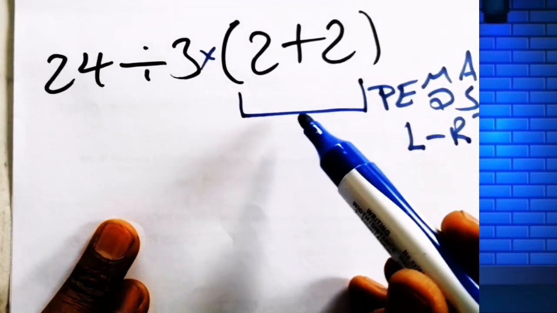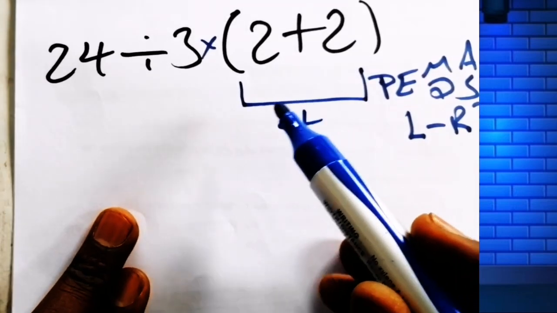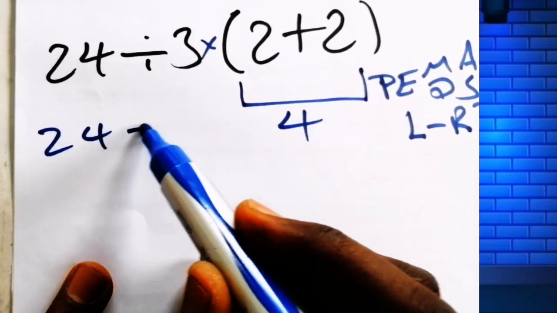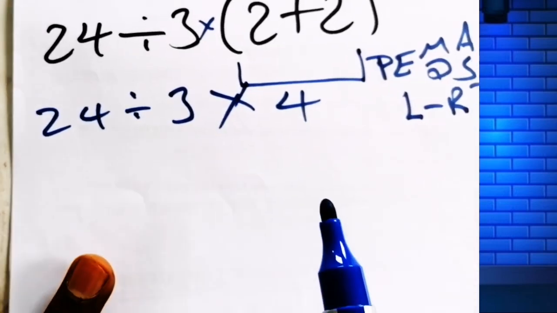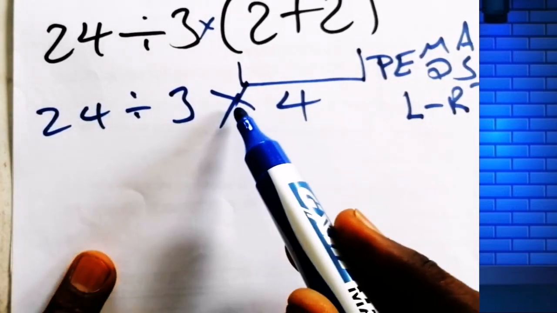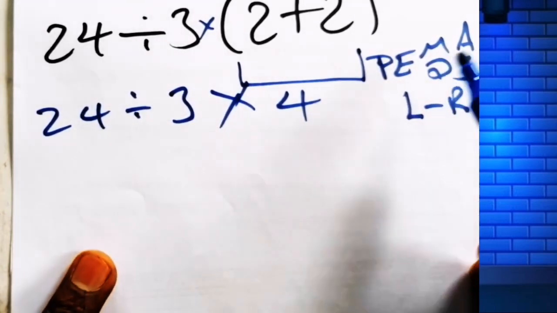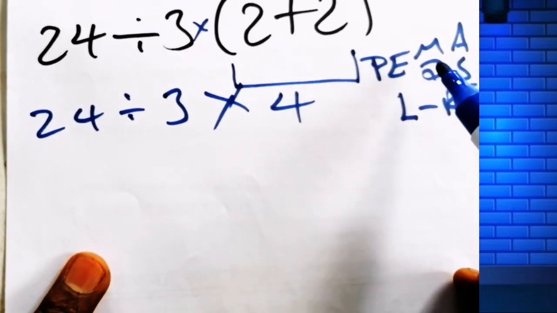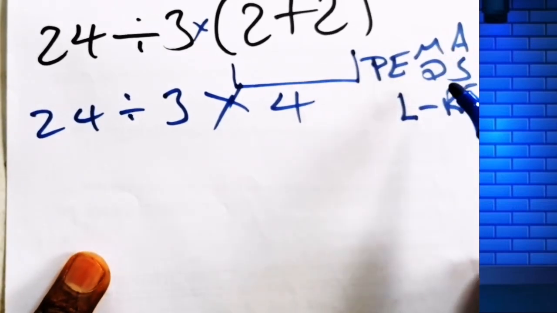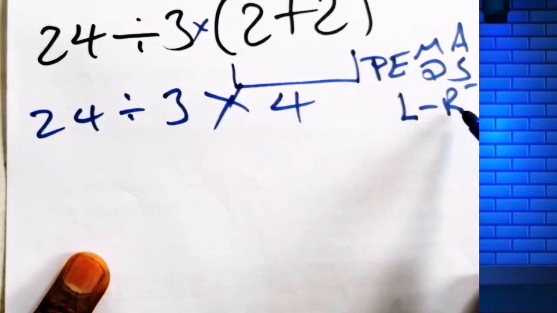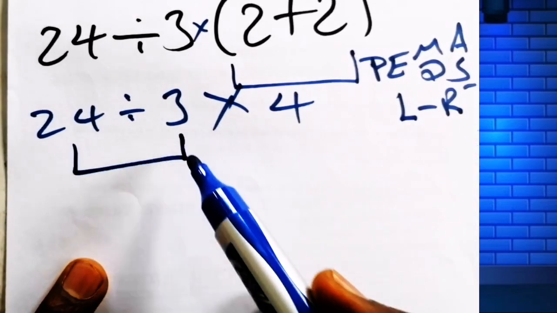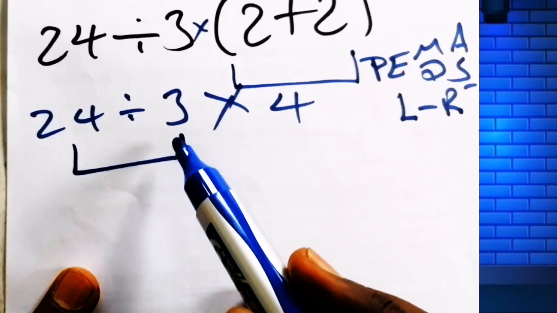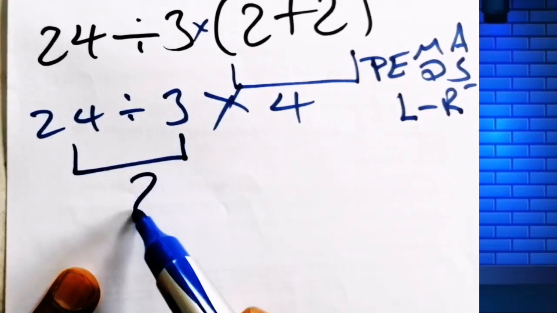2 plus 2 which gives us 4, and 24 divided by 3 times 4, okay? Therefore, here division and multiplication, as I have told you, according to PEMDAS, division and multiplication have equal priority, so work from left to right. Therefore, here we have to divide this number first. So 24 divided by 3, which gives us 8.